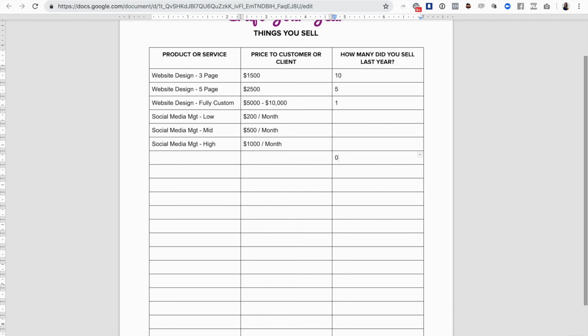But for now, take some time, go do a little research on last year's numbers, look at the year prior, try to get a sense of what you think really was your number, and we'll go from there.